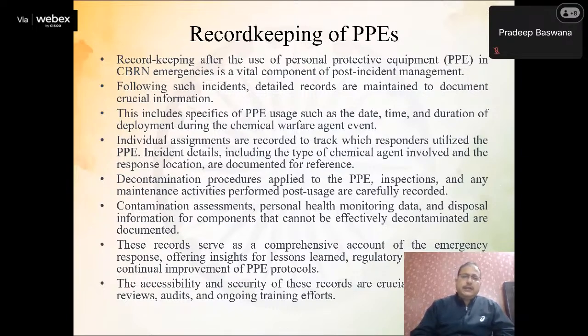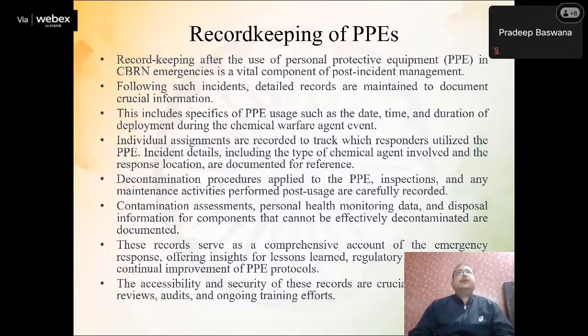So all these things clearly show that record keeping is a very important component. It is not that you have used PP and then discarded it in a haphazard way. It should be recorded very properly, because this particular protection is very much required. The responder enters the zone, he comes out of the zone, he has saved a life. So we must record how he has saved it.